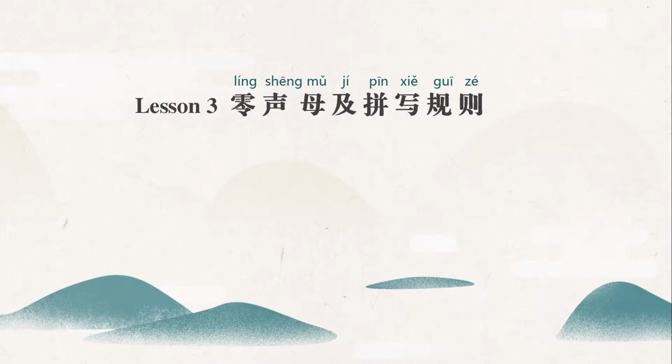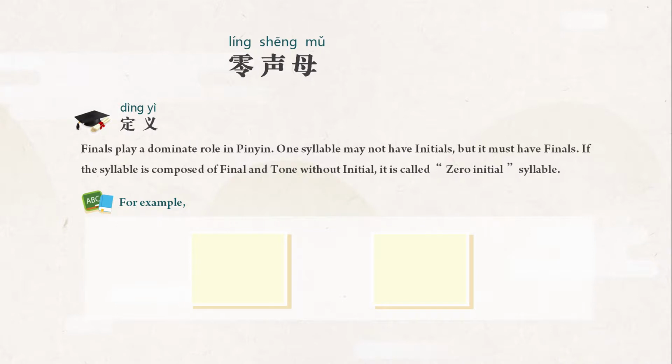We're going to learn lesson 3. 零声母及拼写规则。 In this lesson, we mainly learn zero initials and spelling rules. Now, let's get started with the definition of zero initials.